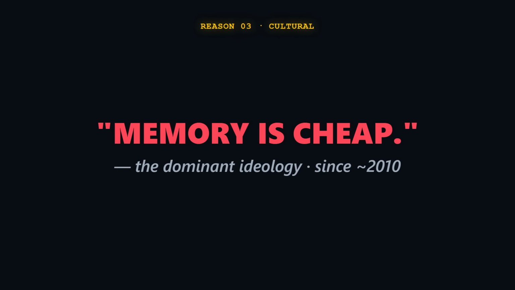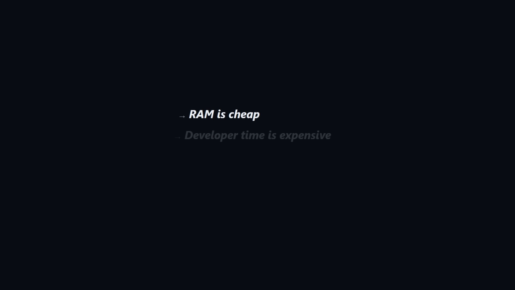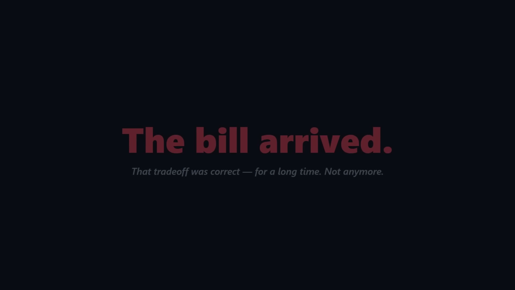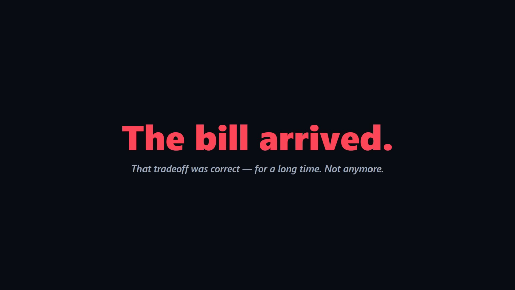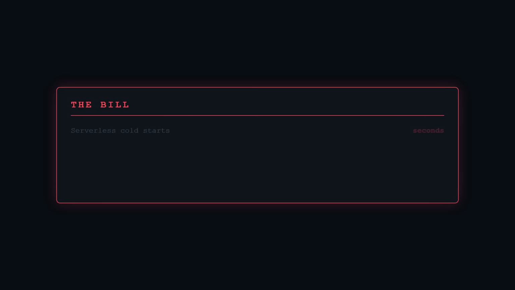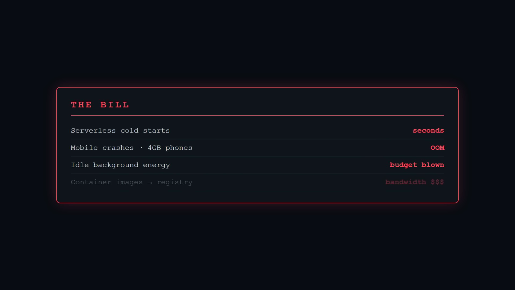Reason 3 is cultural, and it's the one that matters most. "Memory is cheap" became the dominant ideology somewhere around 2010. RAM is cheap, developer time is expensive, ship faster, optimize later. And honestly, that trade-off was correct for a long time. It's not anymore because the bill arrived. Serverless cold starts measured in seconds. Mobile apps crashing on 4 GB phones. Energy budgets blown by idle background processes. Container images so large the registry charges you for bandwidth.